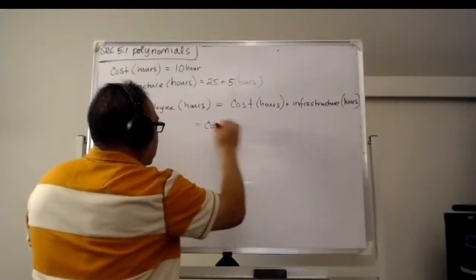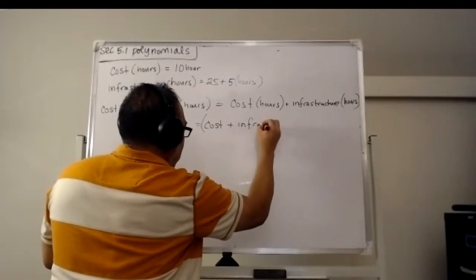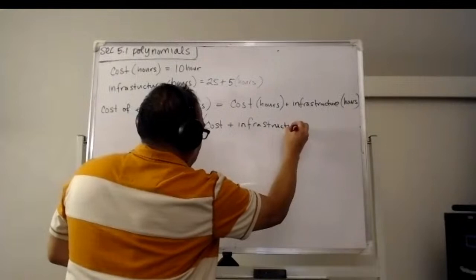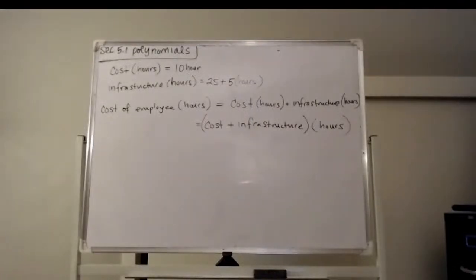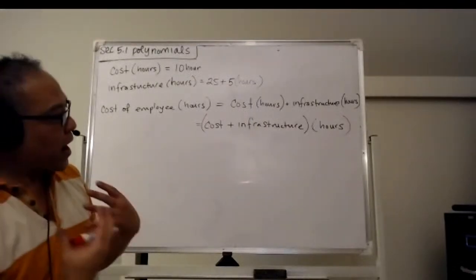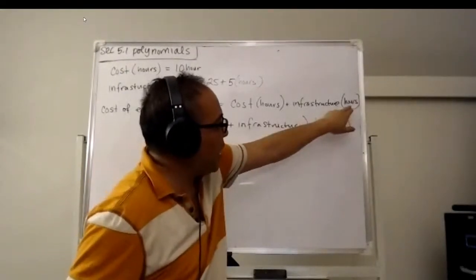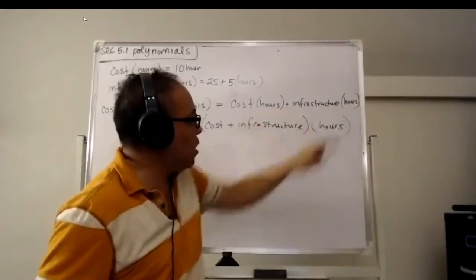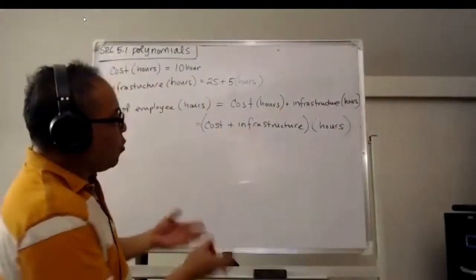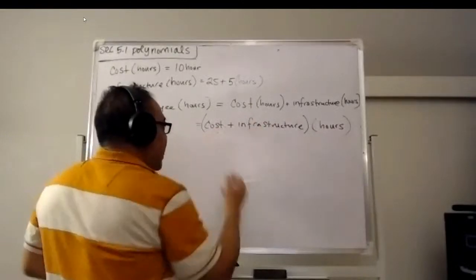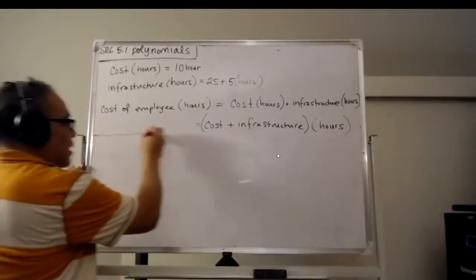Sorry, cost plus infrastructure. What I would rather do is have only one place to type in hours. Because if I put in a different number here and here, I have an error and it's unnecessary. If this and this have to be the same number, what I want to say is plug this into both of these and then add them together afterwards. Okay, so let's look at an actual problem.